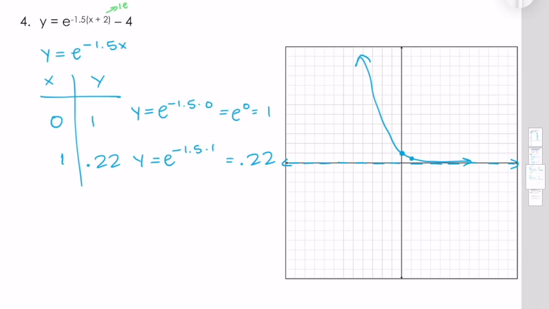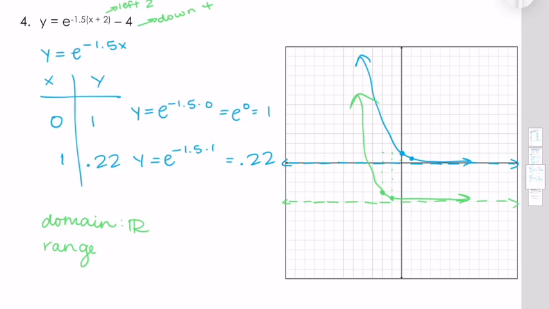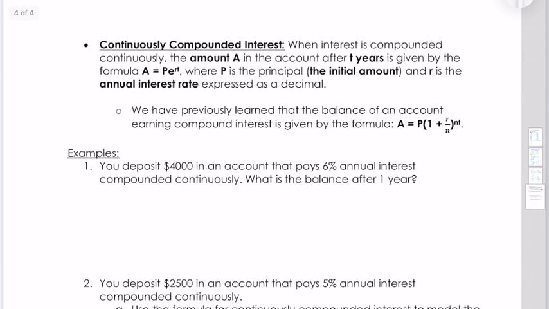And then it looks like we are going to go left 2 and down 4. So take each of those points, go left 2, down 4, left 2, down 4, move that asymptote down 4, and redraw your curve. Beautiful. All right, this time the domain is all real numbers, shocker. And our range is y is greater than -4. There's a pattern if you haven't figured it out by now. It's that last number. That's our range.